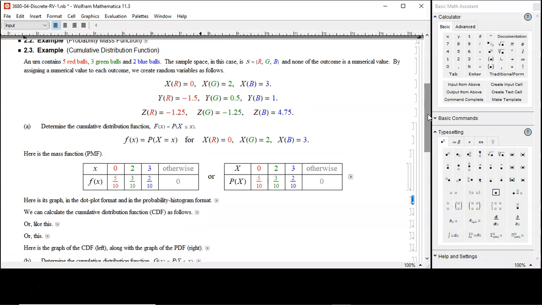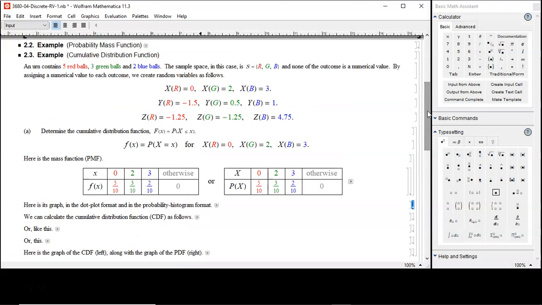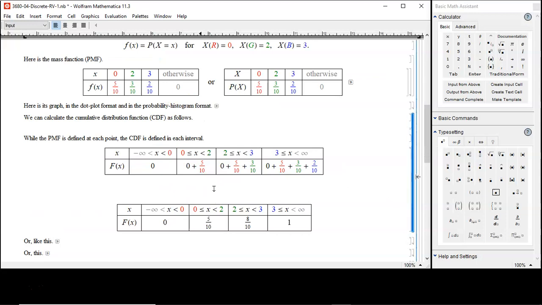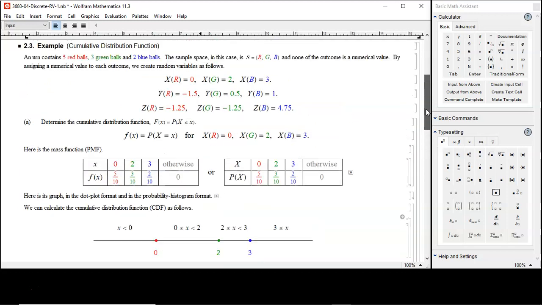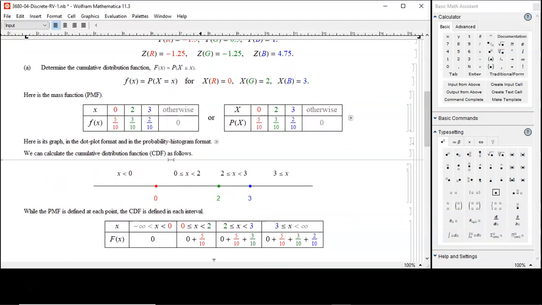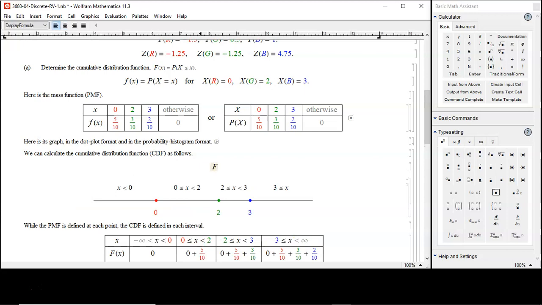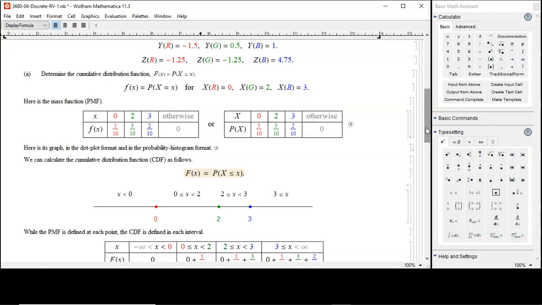Now let's consider cumulative distribution function. So cumulative distribution function is like this: the probability that random variable x takes a value less than or equal to x. The best way to visualize that is to look at the number line, and possible x values are 0, 2, and 3 respectively. Otherwise, probability is 0.